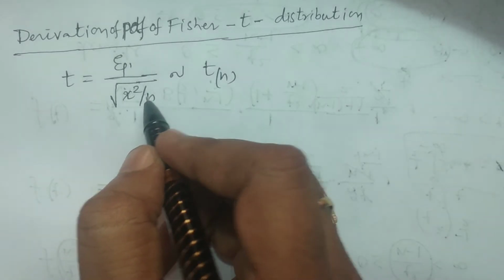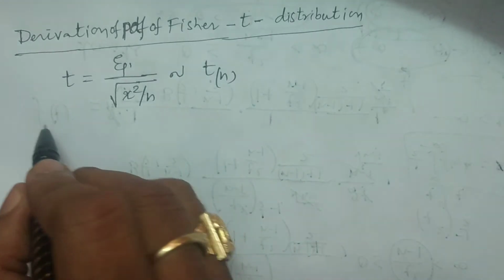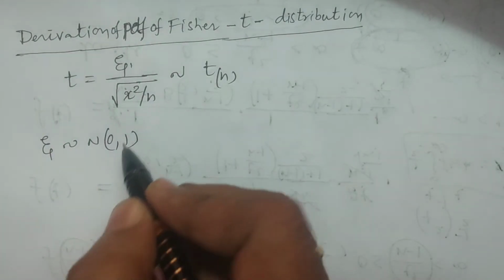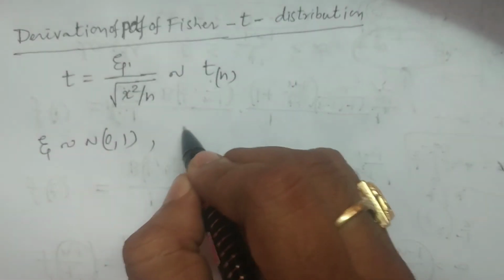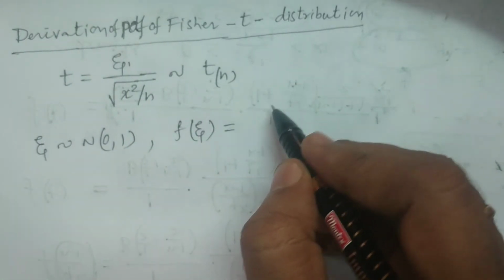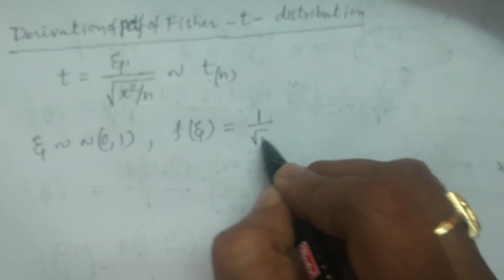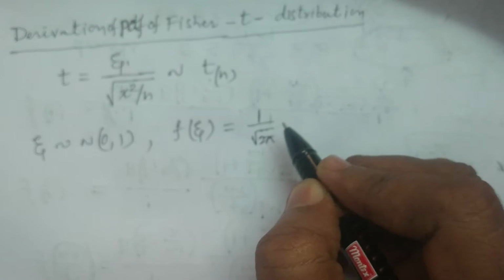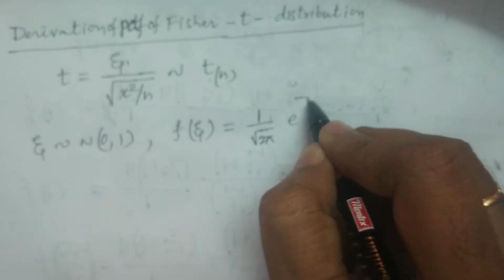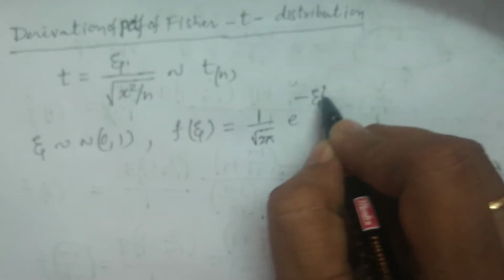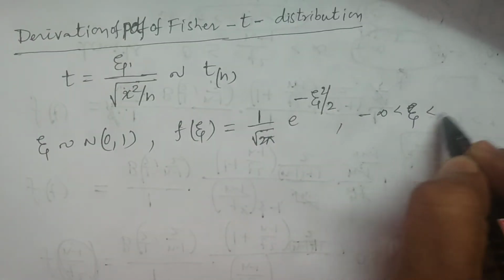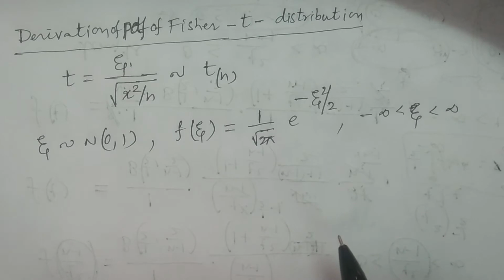So if you consider this, in which xi follows N(0,1), that is the standard normal distribution. Therefore, f of xi, that is the probability density function of xi, is going to be 1 by root 2 pi e power minus xi square by 2, the formula of the PDF of the standard normal distribution. And the limits are minus infinity less than xi less than infinity.